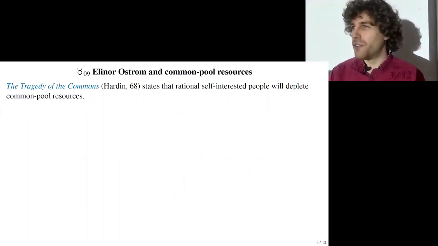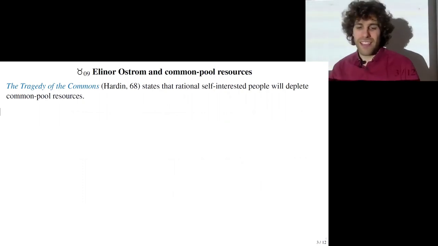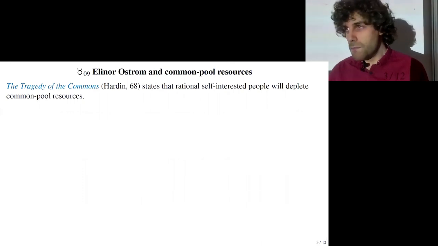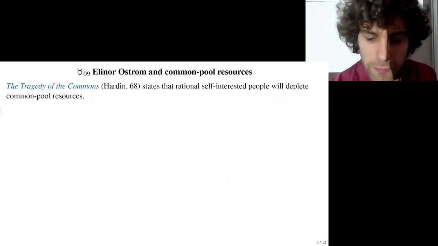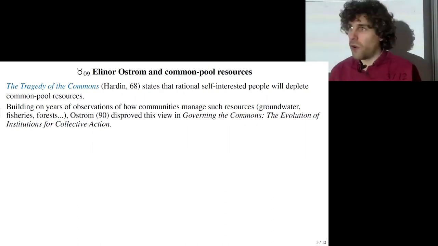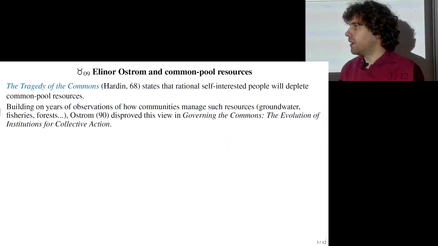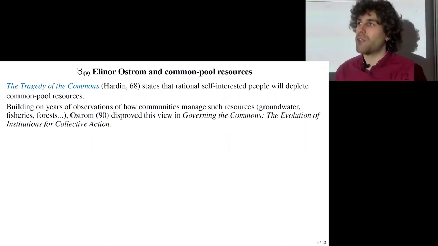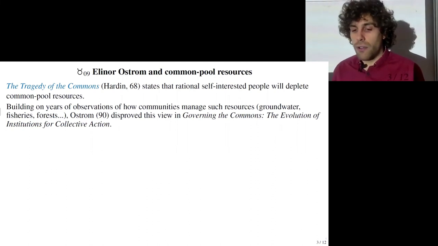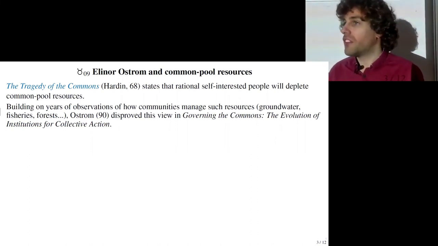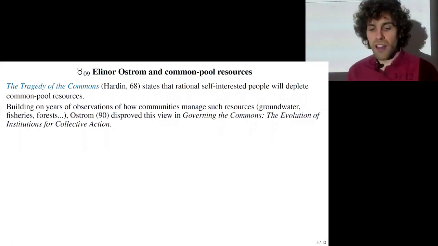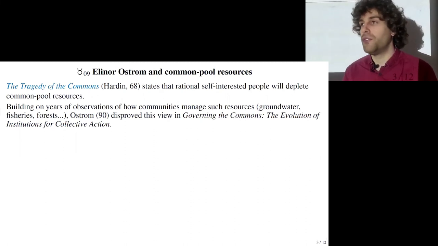So the guy who introduced the tragedy of the commons is Hardin in 68, and he states that rational, self-interested people will deplete common pool resources because they don't care about the negative externality it has on the others. But Elinor Ostrom did field work in a lot of different places and read the literature that did field work, and she observed that communities manage such resources efficiently in general. So groundwater, fisheries, forest. So she disproved this view in her book Governing the Commons: The Evolution of Institutions for Collective Action.